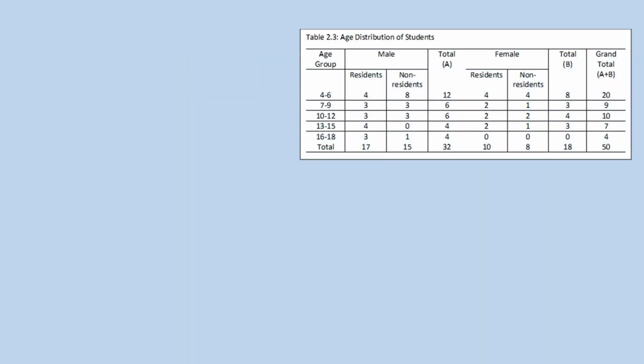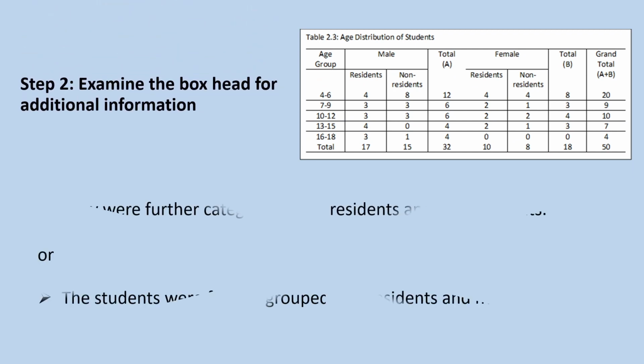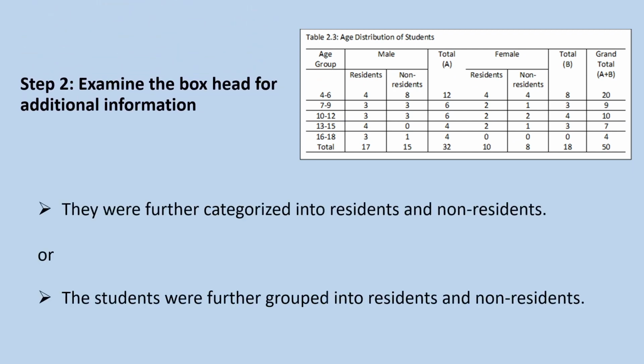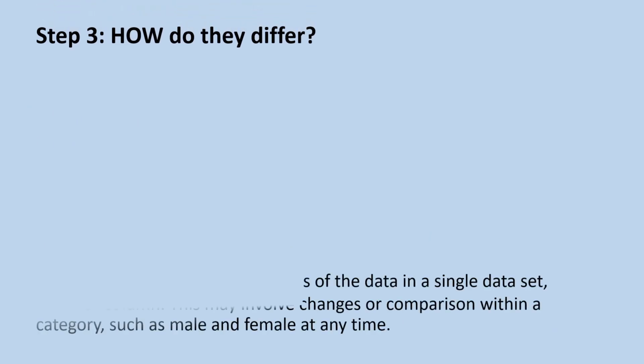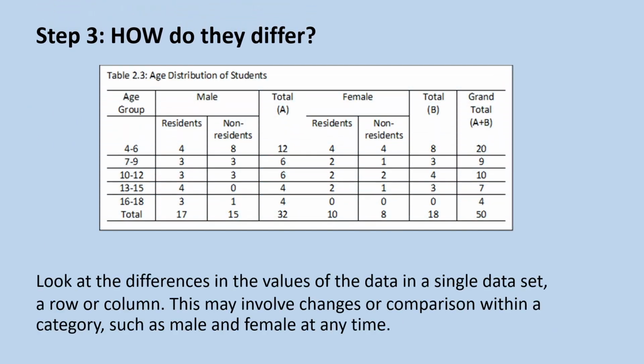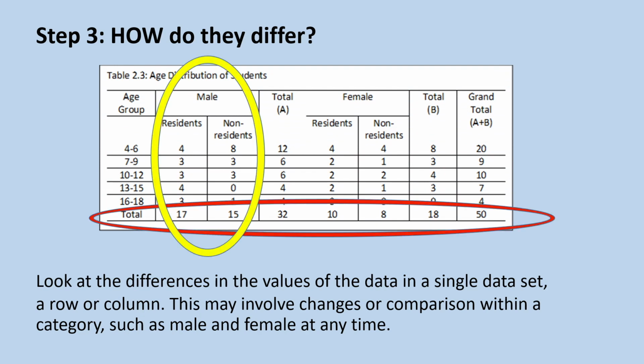So with this table, we may state it this way. They were further categorized into residents and non-residents, or the students were further grouped into residents and non-residents. We are now in step 3. How do the data differ? Here, look at differences in the values of the data in a single data set, a row or column.